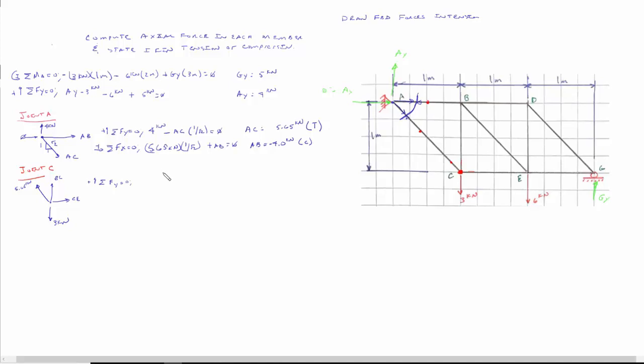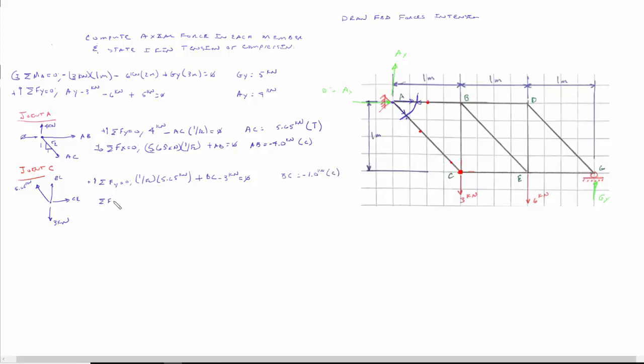When I sum my forces, I'm going to have 1 over the square root of 2 times AC, which was 5.65 kilonewtons. And I have, let's see, plus BC, that's my unknown, minus 3 kilonewtons. That's going to all equal to 0. So computing this, BC should equal negative 1 kilonewtons. So it is in compression.